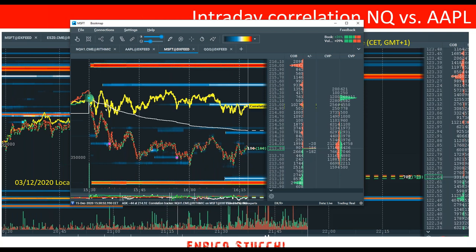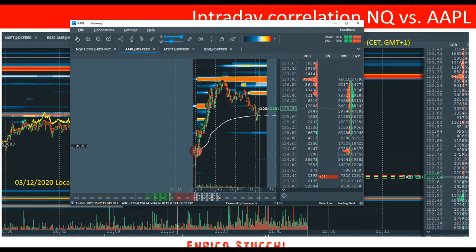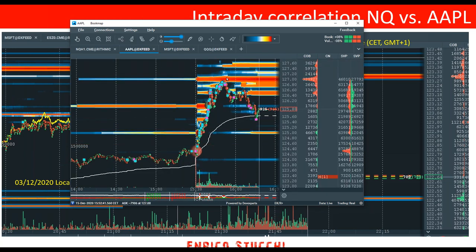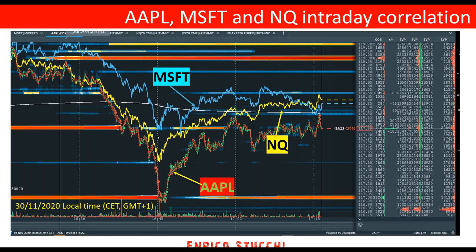this is, for instance, the correlation between Microsoft and Apple today. It's quite good. While, for instance, Apple today has risen very, very fast at the start, while Nasdaq didn't. But anyway, it depends. It varies day by day. This, for instance, is the correlation between Microsoft, Nasdaq, and Apple.